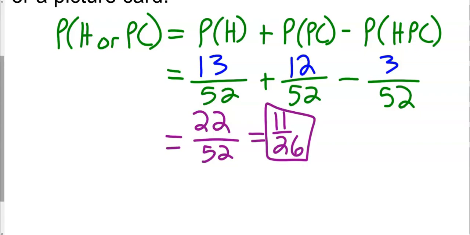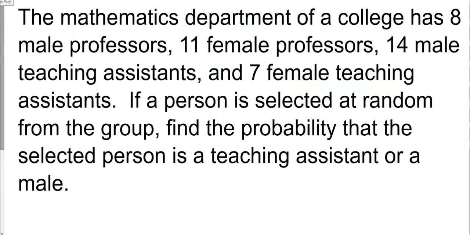One more problem. So the mathematics department of a college has 8 male professors, 11 female professors, 14 teaching assistants, and 7 female teaching assistants. If a person is selected at random from the group, find the probability that the selected person is a teaching assistant or a male. You're up.